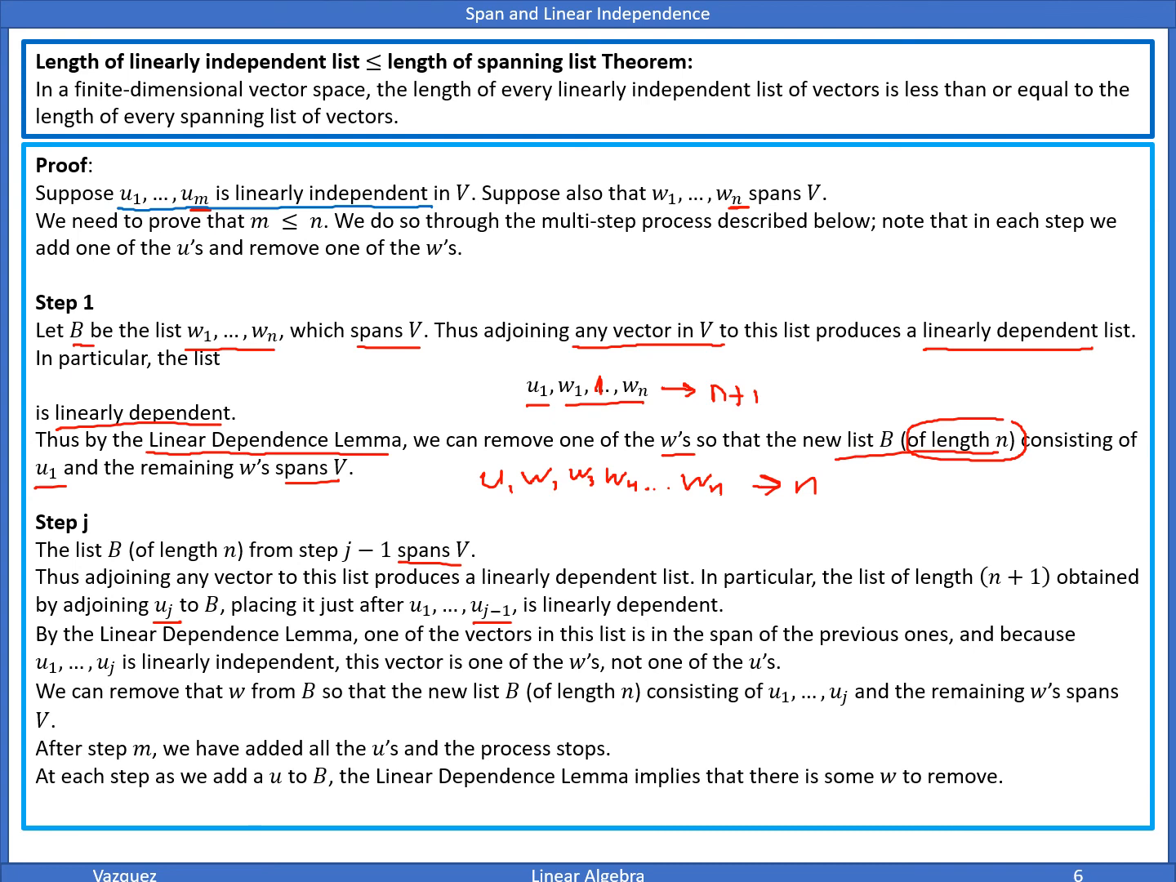And at each step, as we add a u to the list B, the linear dependence lemma implies that there is some w to remove. Right? There should still be some w to remove. And what does that show us? Well, that shows that there are at least as many w's as u's. Right? So showing that n is greater than or equal to m, where n is the length of the spanning list, and m over here was the length of the linearly independent list, thus proving our theorem.